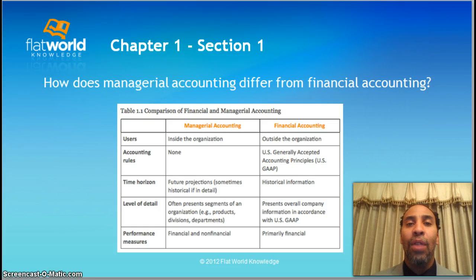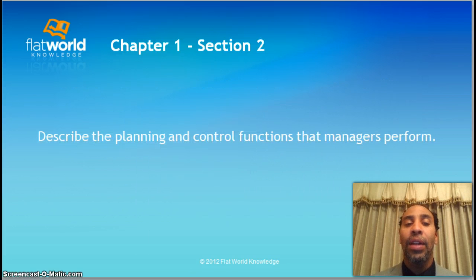You'll see a lot of that when you have to report how a publicly traded company did, things of that nature. So level of detail for managerial accounting often presents segments of an organization, right? Products, divisions, departments, right? I work for a company that has various divisions, and so that managerial accounting will report on how each of those divisions are doing. Financial accounting presents overall company information in accordance with U.S. generally accepted accounting principles. Performance measures, financial and non-financial for managerial accounting, and financial accounting is just primarily financial.